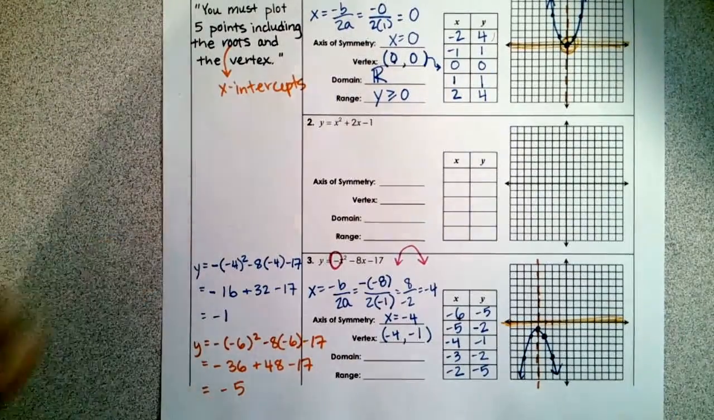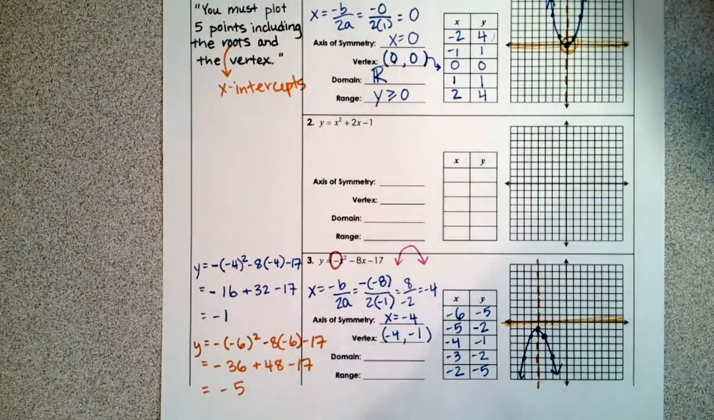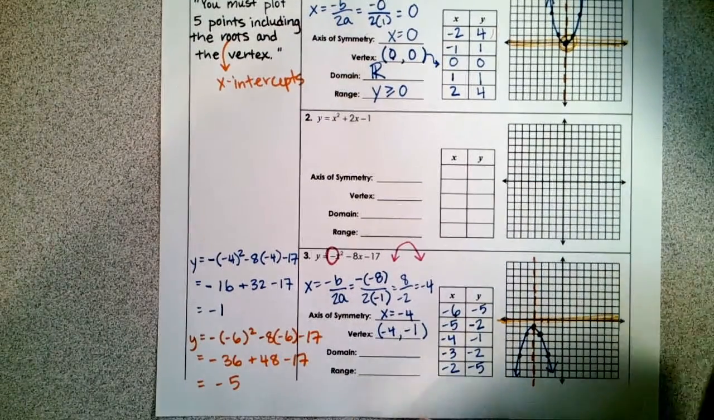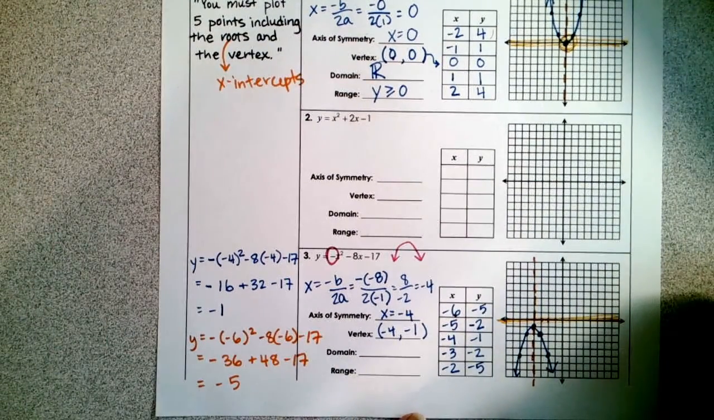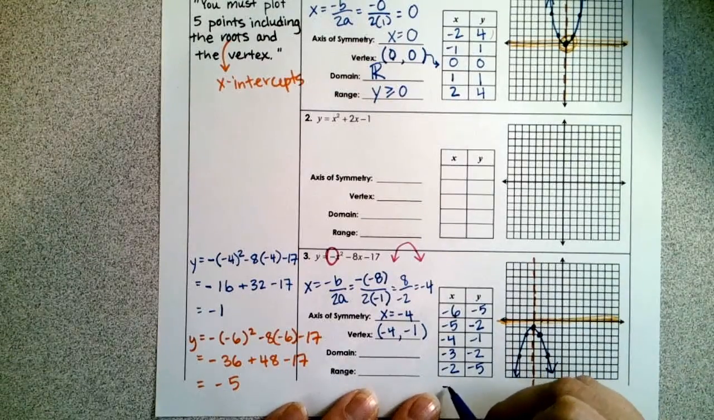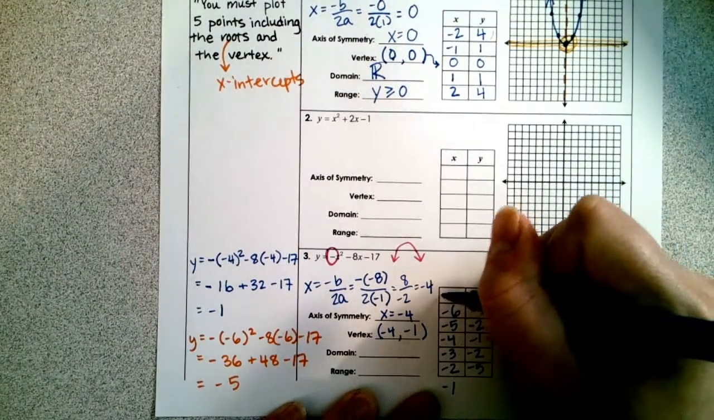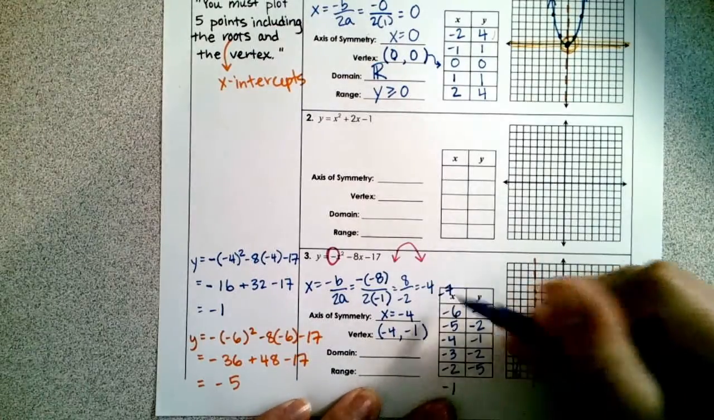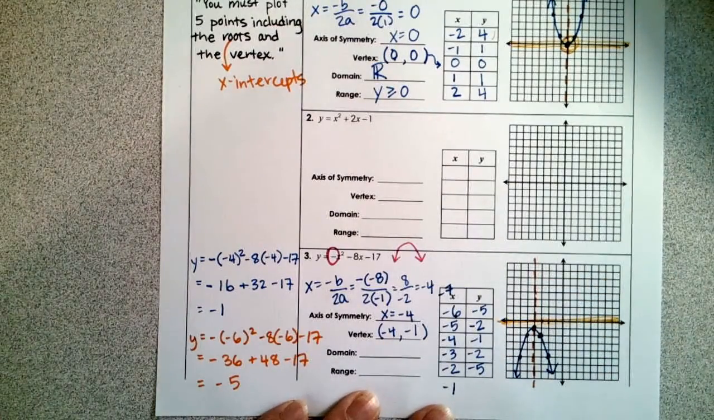On your homework, every single problem is going to have x-intercepts. And there's a couple of them where your graph might not go far enough. So you might need to extend your table a little bit more. For example, add one more x value on either end until you find your x-intercepts.